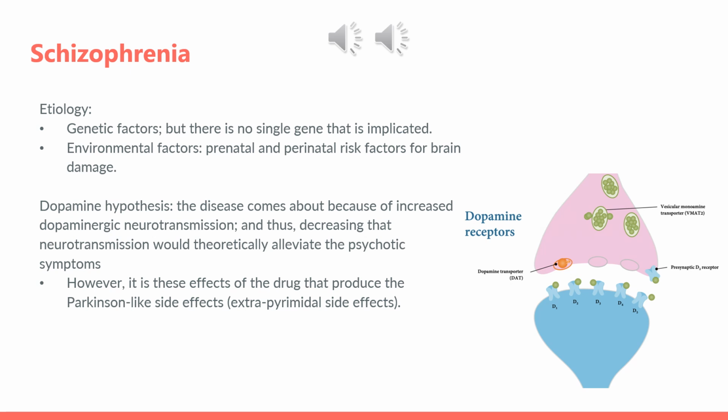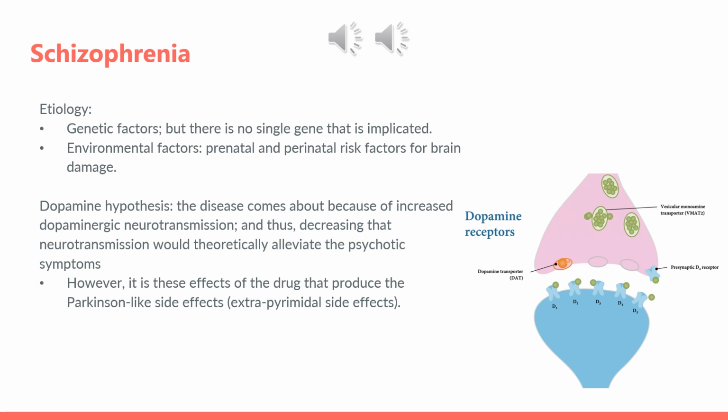Genetic factors can increase the likelihood of developing the disease, but there is no single gene that is implicated. Environmental factors are also being investigated, specifically the prenatal and perinatal risk factors for brain damage. The dopamine hypothesis arose from observations after administering the first antipsychotic drugs that affected brain dopamine metabolism. The hypothesis states that the disease comes about because of an increase of dopaminergic neurotransmission, so decreasing that neurotransmission would theoretically alleviate the psychotic symptoms.